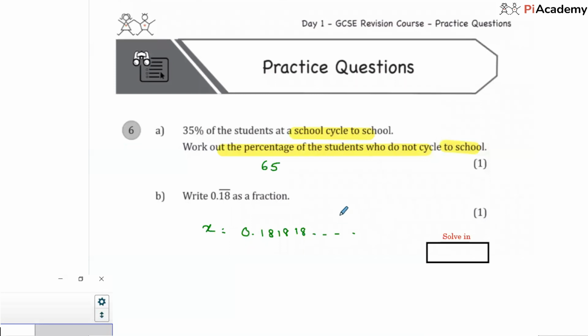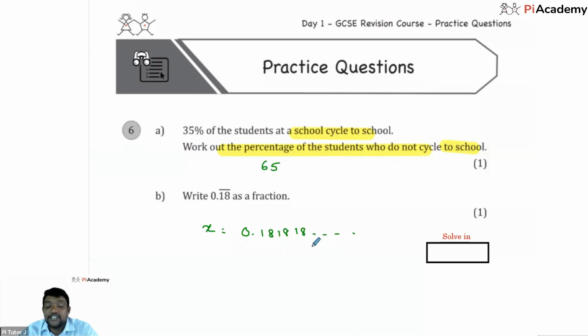I thought that if there was a dot on top of it, then it would be recurring. But yeah, it is recurring. See, 181818 and so on. Yes. So I've got my answer 2/11 as simplified fraction.